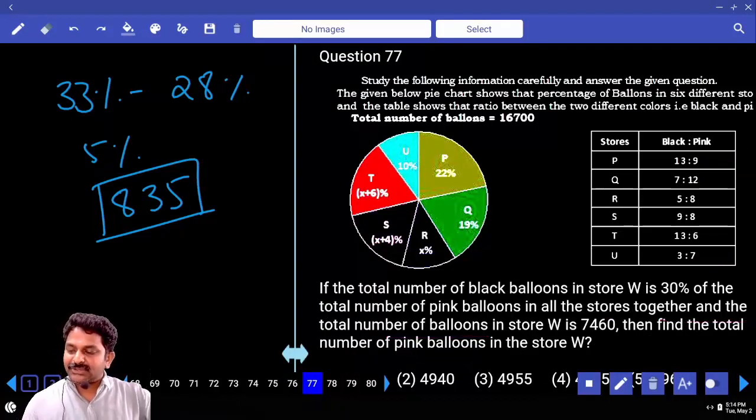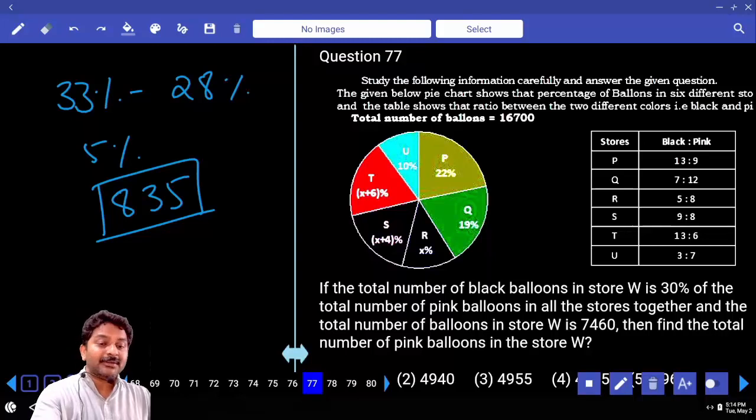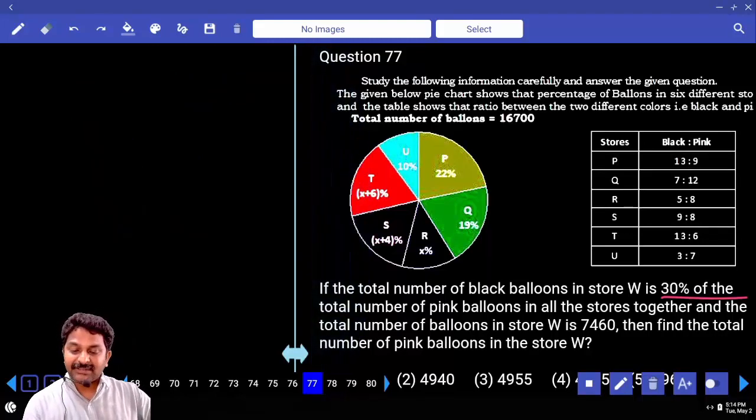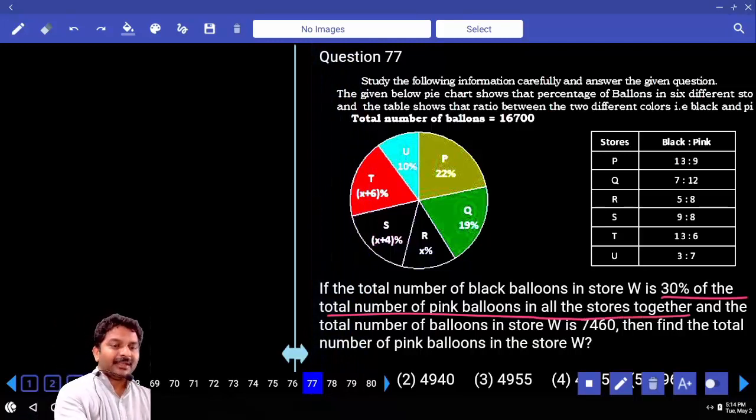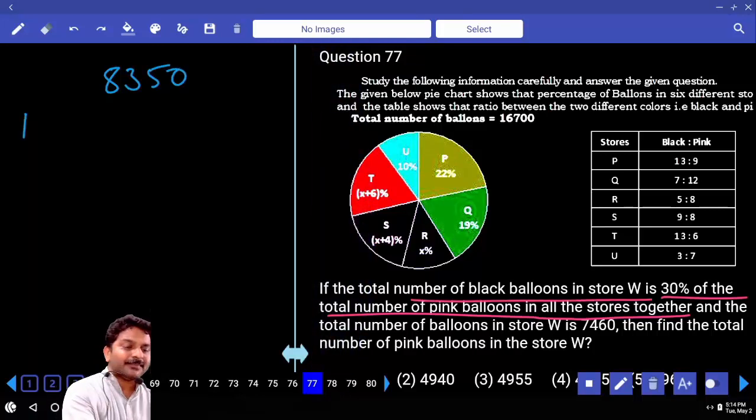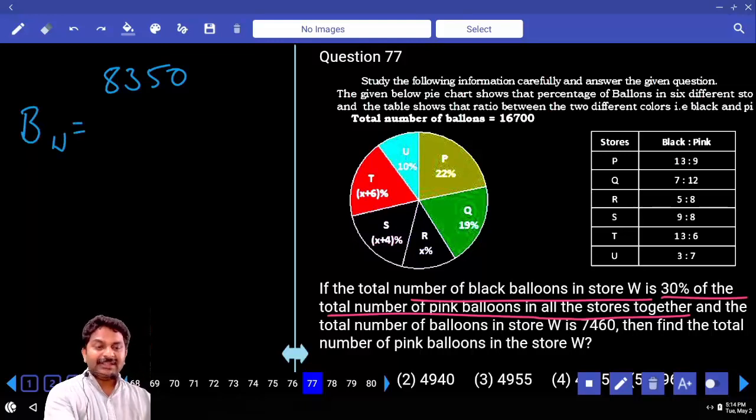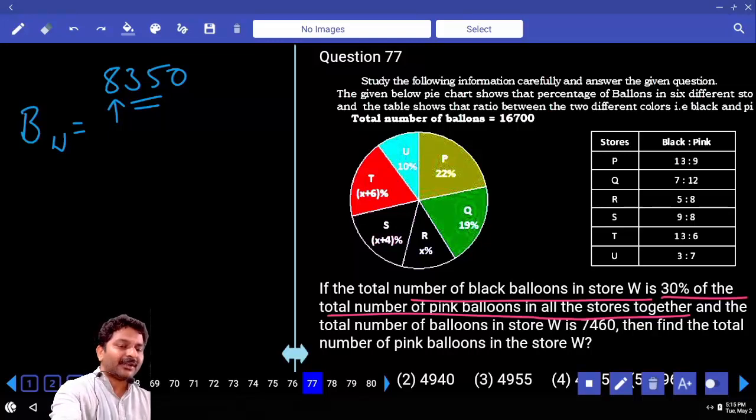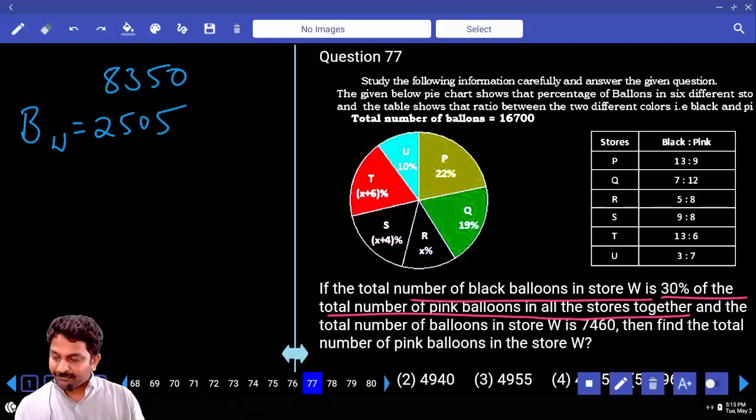If the total number of black balloons in store W is 30% of the total number of pink balloons in all stores together. Pink balloons in all stores, we already know: 50%, which is 8350. Now, black balloons in store W is 30% of this number. What is 10%? 835. Into 3 will give you 30%. 800 3 times is 2400. 35 3 times is 105. 2400 plus 105 is 2505. These many black balloons we have.